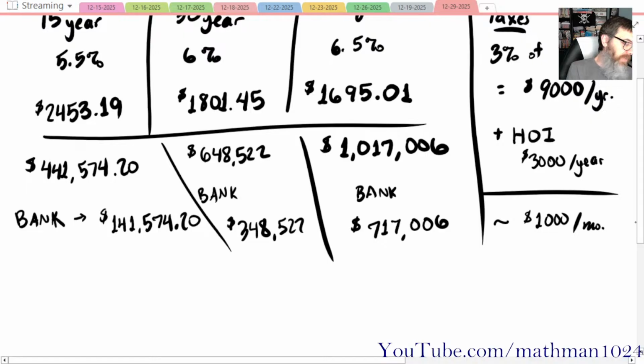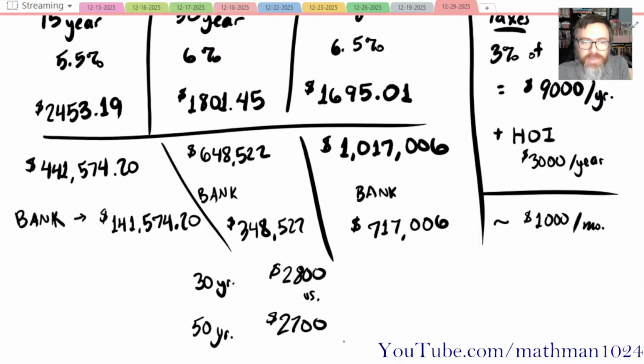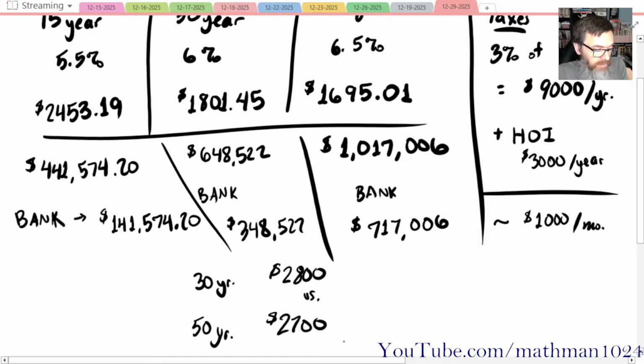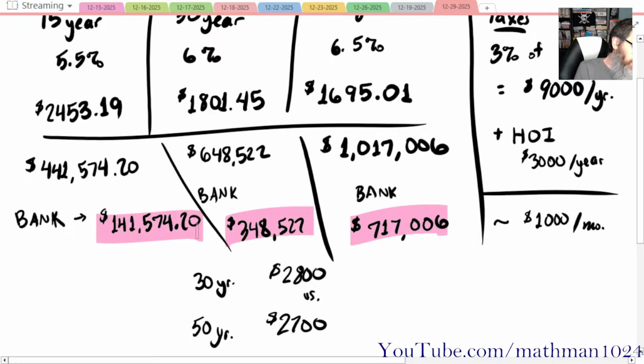So we think about that. That means that for a 30-year mortgage, your payment is going to be about $2,800, versus if you do a 50-year mortgage, your payment's going to be about $2,700. Are you really saving money at that point? That's such a small difference between those two when you start to get to those high numbers that it just doesn't make any sense. The only person that it makes sense for is going to be the bank, right?